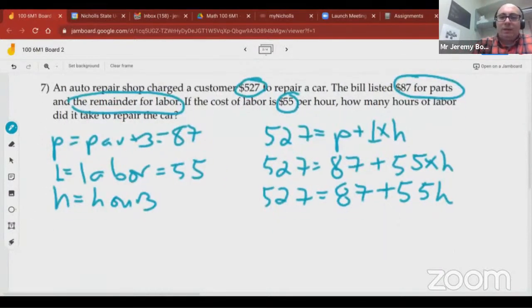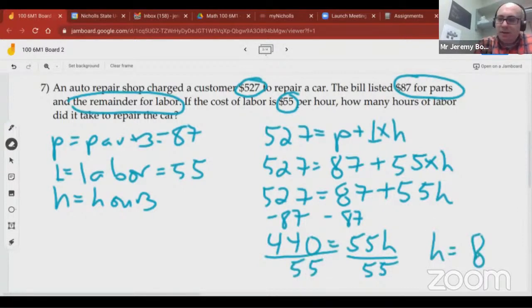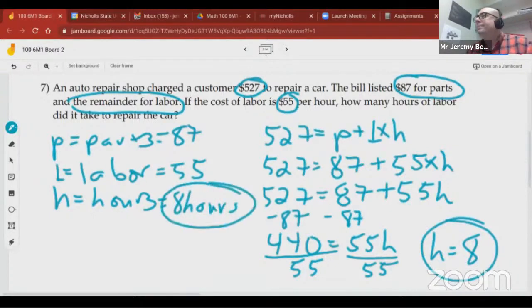And now what we end up with is a linear equation with one variable in it, that variable being H. And so what we're going to do is subtract 87 from both sides. I think that is going to be 440. And divide both sides by 55. And what you get is that H is equal to 8. So it's 8 hours that is the amount of time they spent on labor.